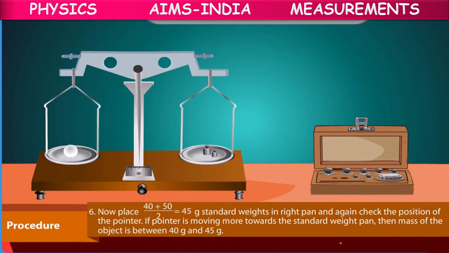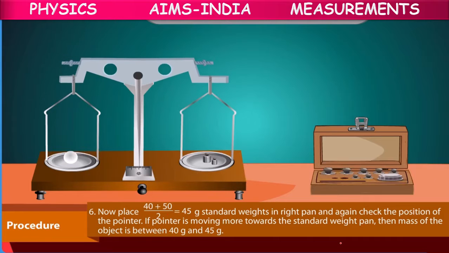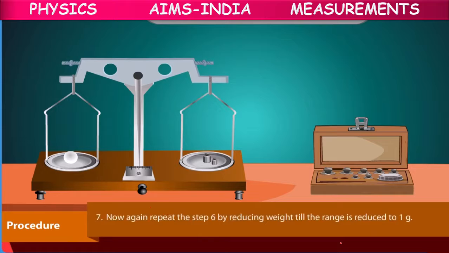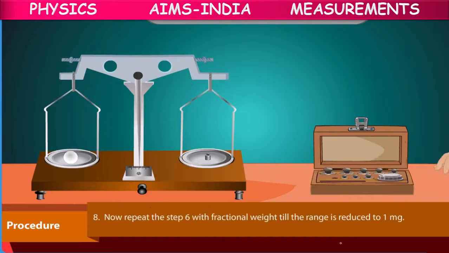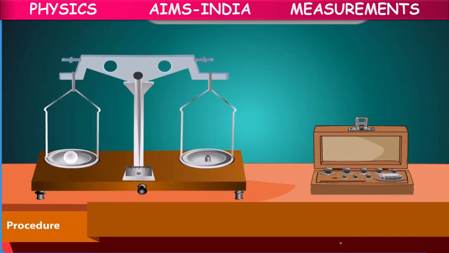If the pointer is moving more towards the standard weight pan, then the mass of the object is between 40 gram and 45 gram. Now again repeat step 6 by reducing weight till the range is reduced to 1 gram. Now repeat step 6 with fractional weights till the range is reduced to 1 milligram.